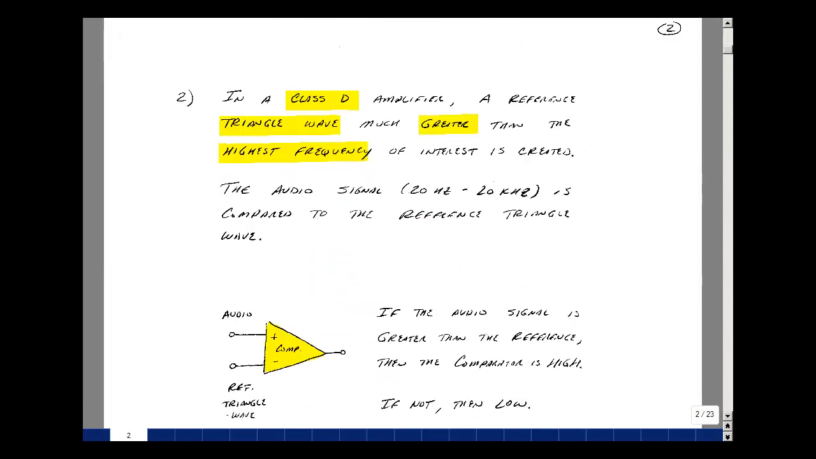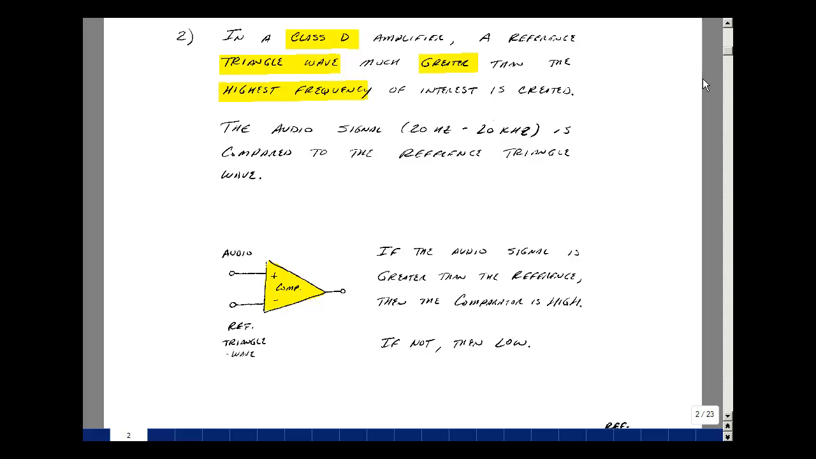Let me start out my explanation of the Class D amplifier with the comparator portion of the circuit. What's feeding it is the triangle wave, and the triangle wave is oscillating at a frequency that's higher than our largest frequency of interest. In this case, we're going to be looking at an audio signal from 20 hertz to 20 kilohertz. And the frequency of this oscillator is somewhere around 40 to 50 kilohertz.